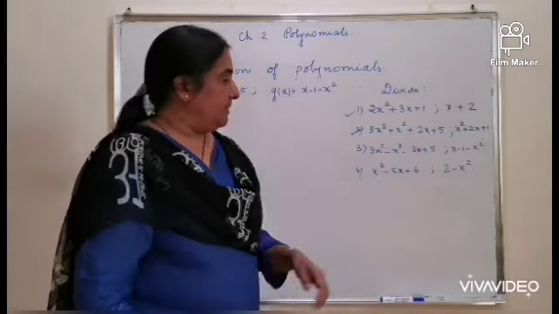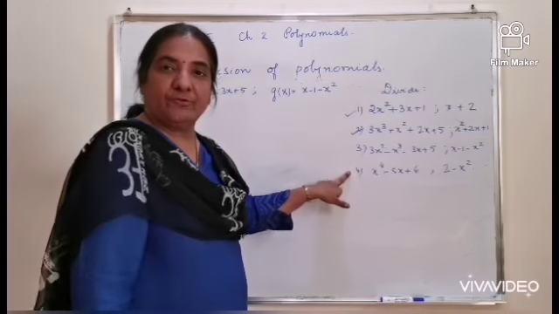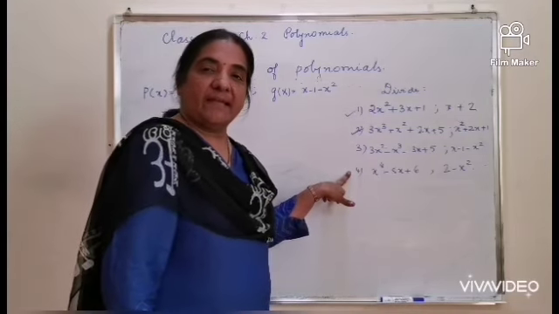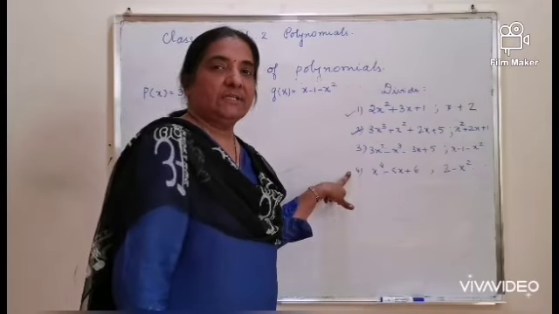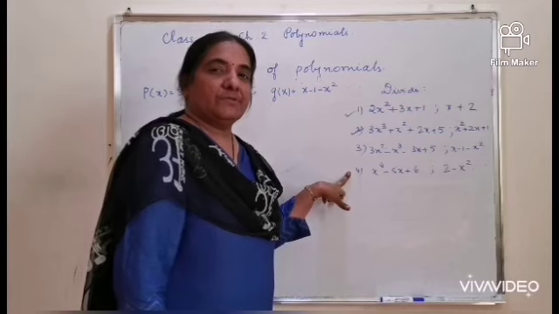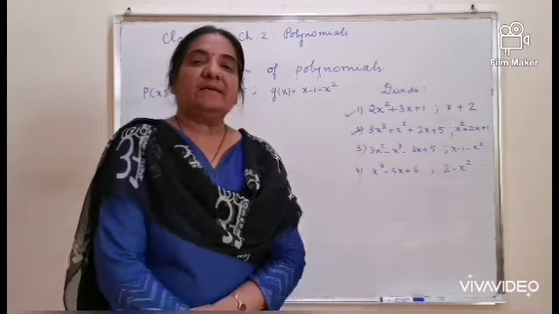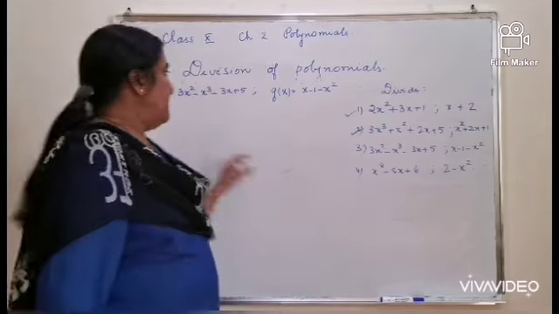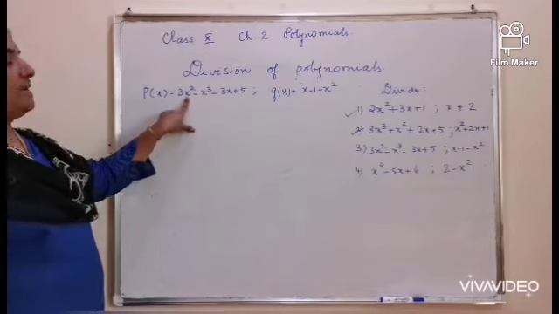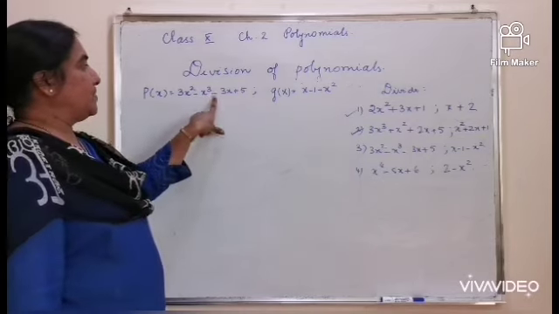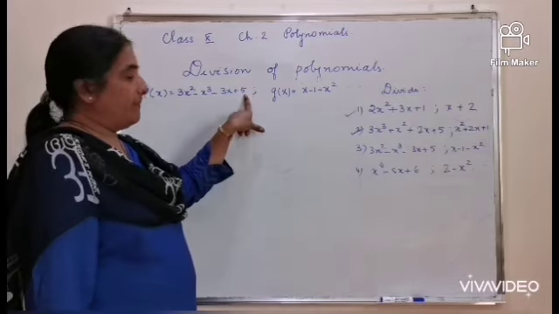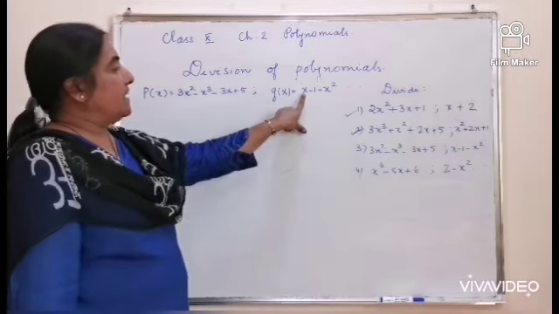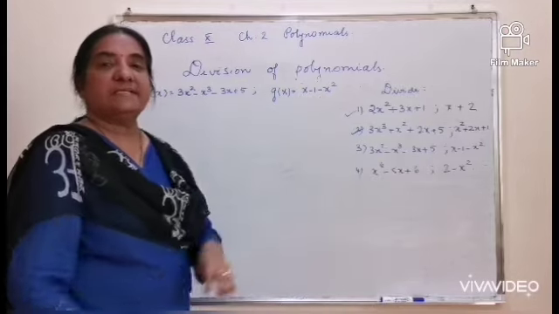Division of polynomials, questions 3 and 4. Please listen carefully and work it out in your notebooks, so that you can make the division thorough in your mind. P of x is equal to 3x square minus x cube minus 3x plus 5. G of x is equal to x minus 1 minus x square.